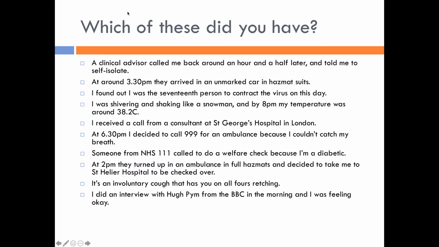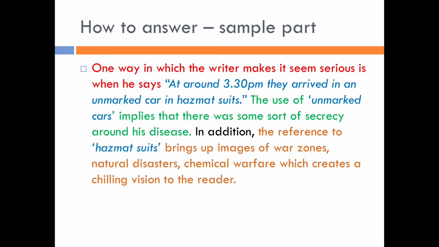I've taken the second quotation there: "At 3:30, they arrived in an unmarked car and hazmat suits." I've broken it down and shown how you can explain different parts of this question. So I start with an introduction, linking it to the question. One way in which the writer makes it seem serious is when he says, "at around 3:30 p.m., they arrived in an unmarked car in hazmat suits."